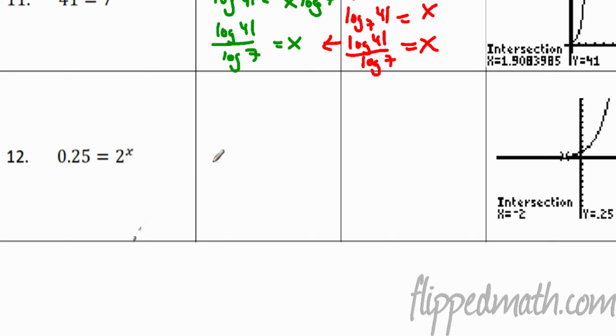Do number 12 all by yourself. First, take the log of both sides. That's the Bean method. Then the Bruss method. By the way, you don't have to remember that Bean is this and Bruss is that. You just have to remember how to do it. So take the log of both sides, or you can make the logs cancel, or you can graph it. Go ahead. Do number 12 by yourself. Go!